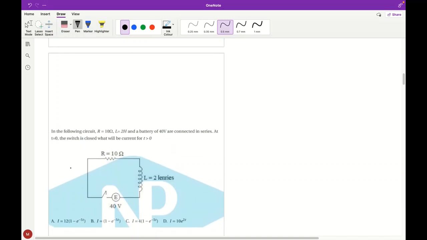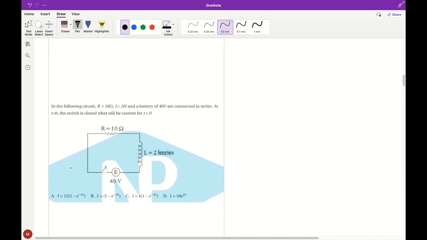Now come to another question, which is the application of differential equation. We have seen the result that v equal to i r plus l di over dt. You have heard this in differential equation or in electronics. So here v is given as 40 watt, l equal to 2 Henry, and r equal to 10 ohm.